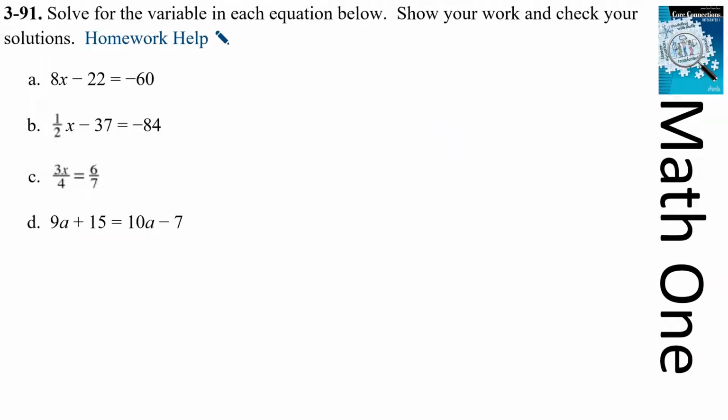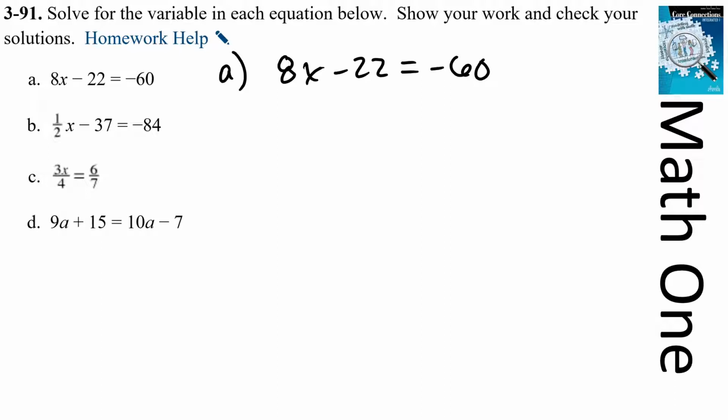So question 91 says solve for the variable in each equation below, show your work, and check your solutions. So I'll try to be clear about what the best practices are for avoiding errors and for organized work. So let's start with A. We have 8 times x minus 22 equals negative 60. I will always rewrite the problem, even though it's right there on the same page. I will always write it down first.